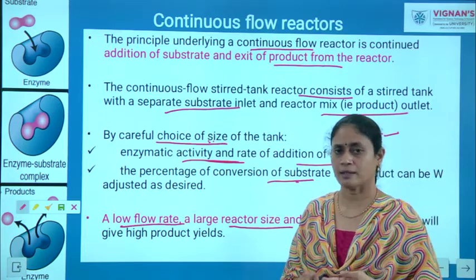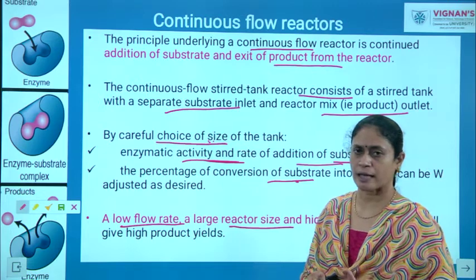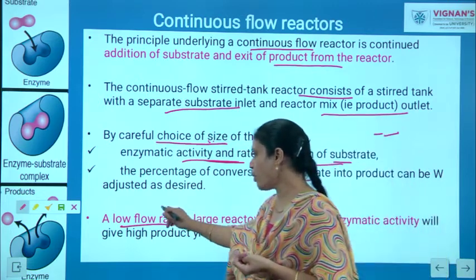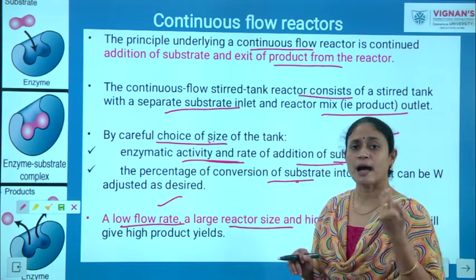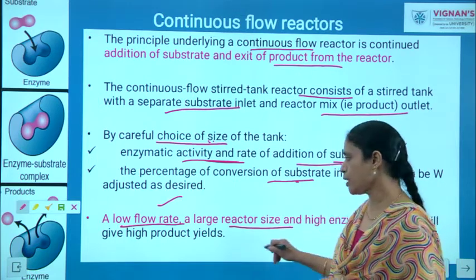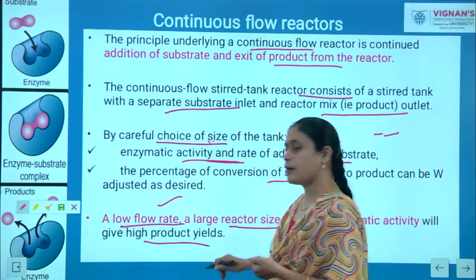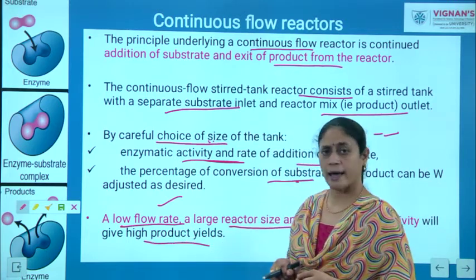You need to select a large size of your tank. Along with that, you need to go for a very low flow rate. Along with that, you need to select the enzyme with the highest activity. With that, you can definitely obtain your yield to a higher extent.